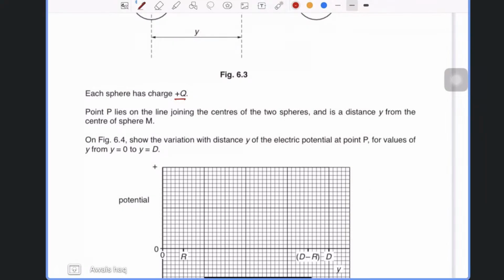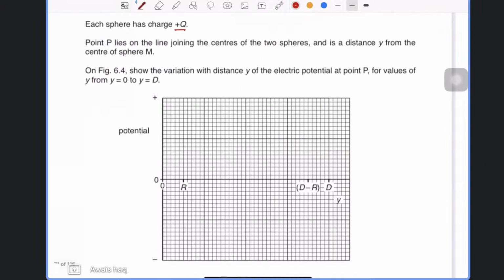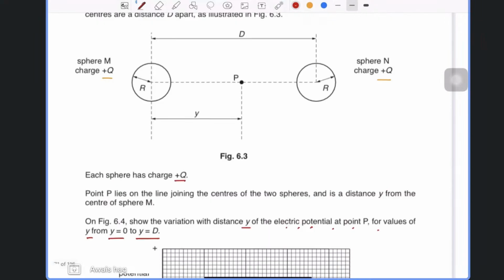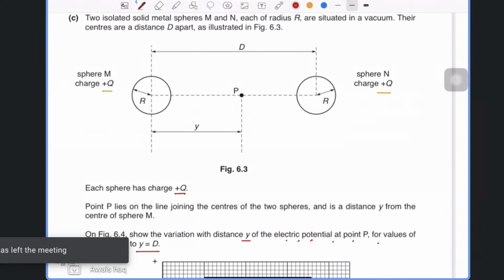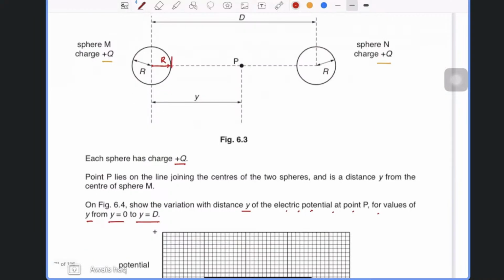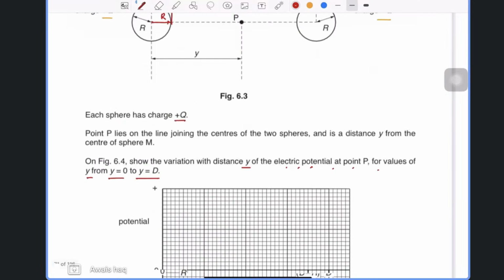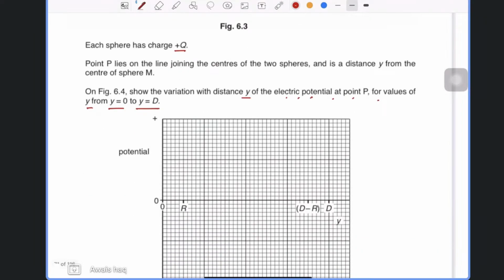So, where was I? Yeah. In the question, it says that you need to find the variation with distance y of the electric potential at P, for the values of y from y equals minus d to y equals d. So that's basically this distance, right? We're going to start from here and reach r. At r we will have maximum potential, obviously, and it's going to be positive. So we're going to go up to a point here, okay?